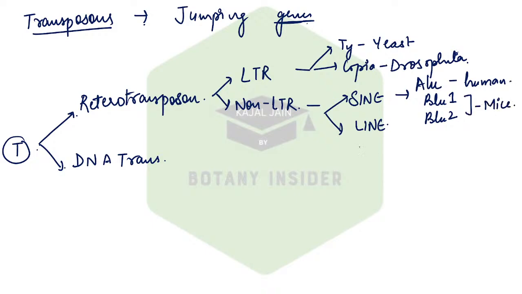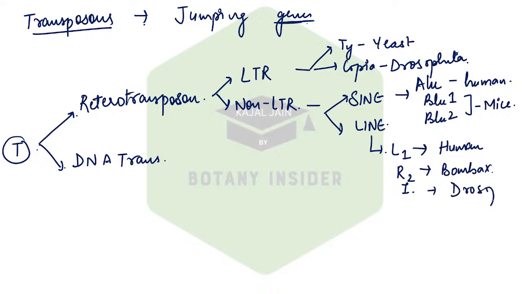Then you have the examples of LINE. In this, you have L1, you have R2, and you have I. L1 is found in humans, R2 is found in Bombyx, and then you have I found in Drosophila, right? Then you have DNA transposons.